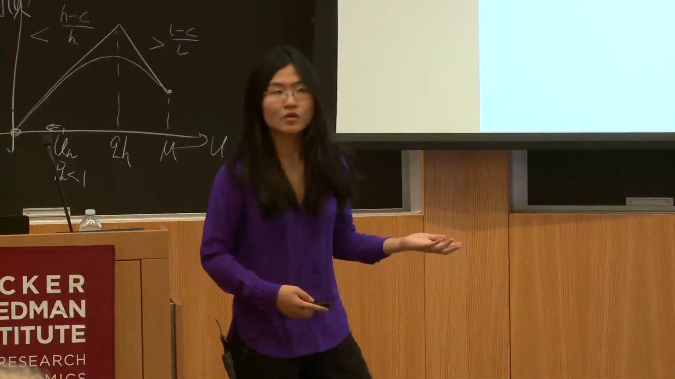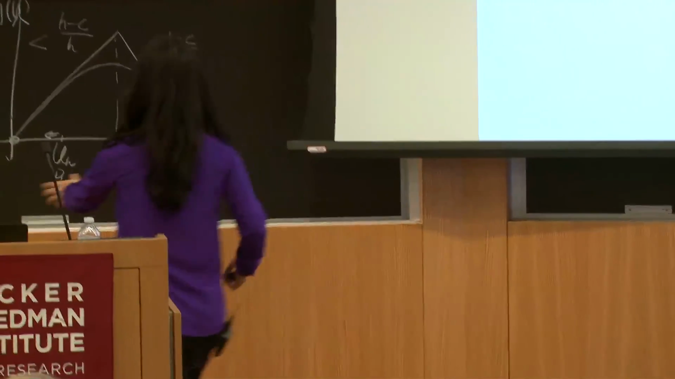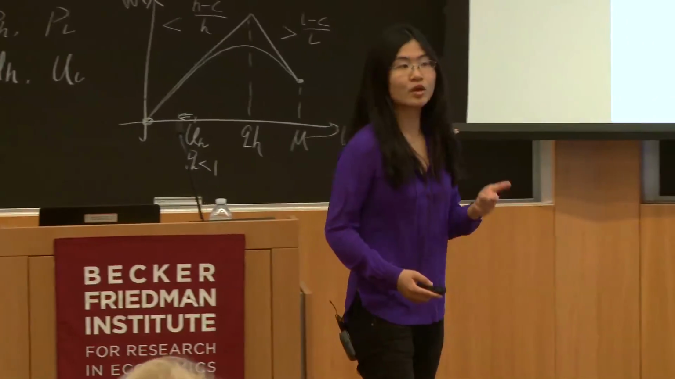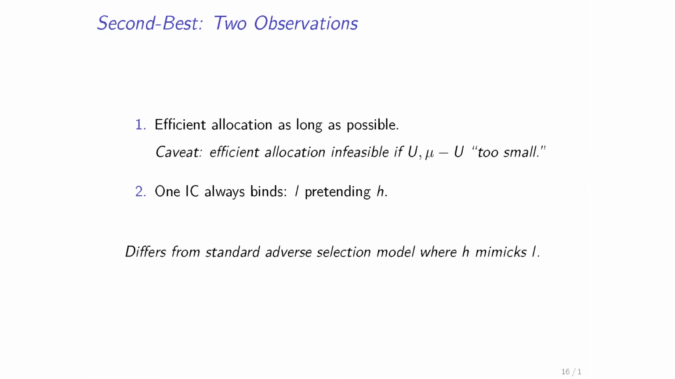So this solves our second best problem already, because we only have 2 unknowns, UH and UL. We have 2 equations, ICL, the low type's incentive compatibility constraint, and PK, promise keeping. And also you can see this is different from the standard adverse selection model with transfers. With transfers, the high type would like to mimic the low type to avoid paying a high price. Without transfers, the low type would like to mimic the high type to get more allocations. So this almost concludes our second best analysis of the IID case.